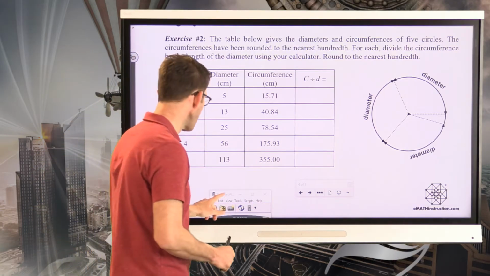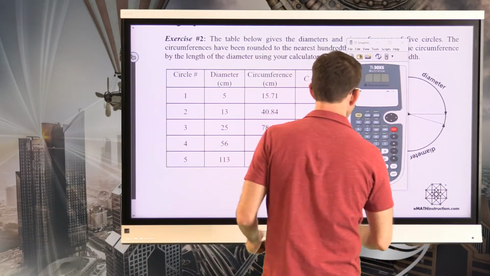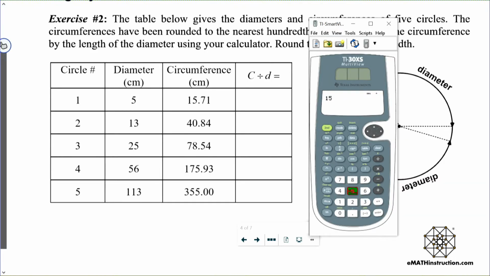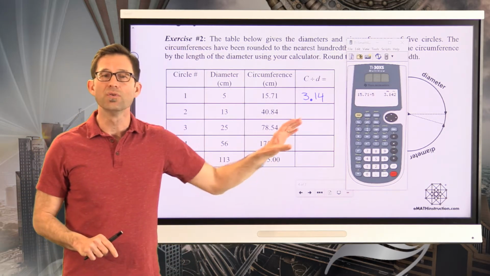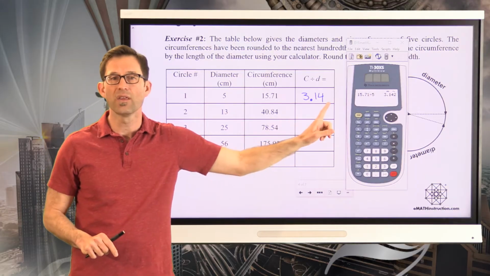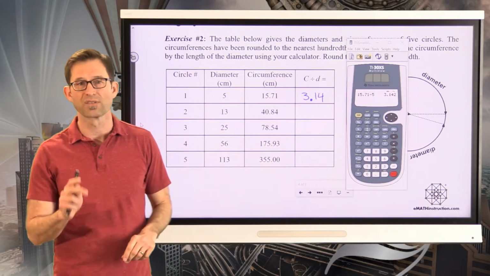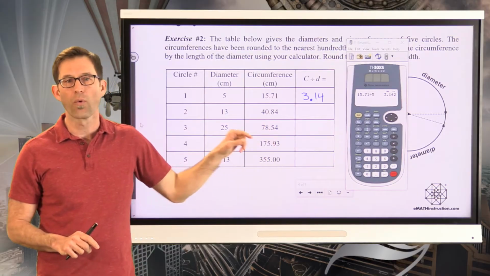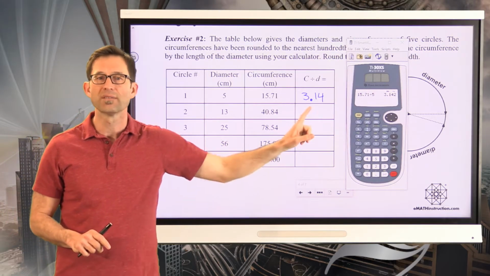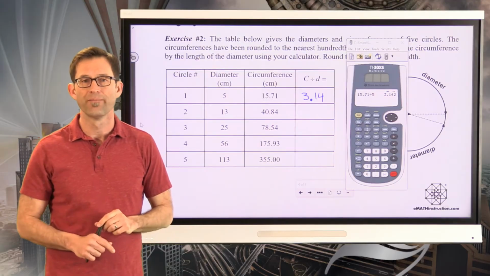So let's do the first one together. And this is simple. This is just calculator work, right? If I take my 15.71 and I divide it by a diameter of 5, I get 3.142, but I'm going to round to the nearest hundredth, so I get 3.14. Okay? What I'd like you to do is do that division for each one of these and continue to round it to just 2 decimal places to the nearest hundredth. So do 40.84 divided by 13, etc., and see what you get right here. Pause the video now.